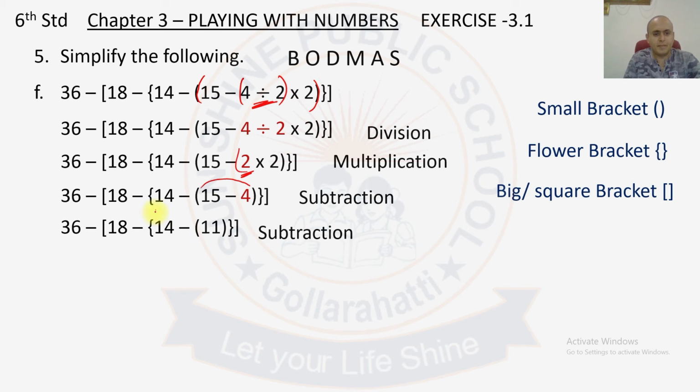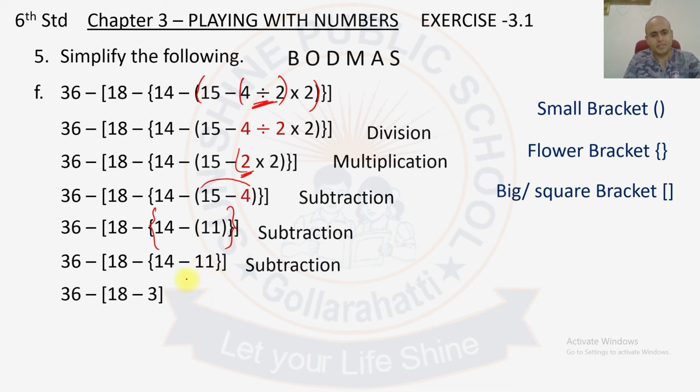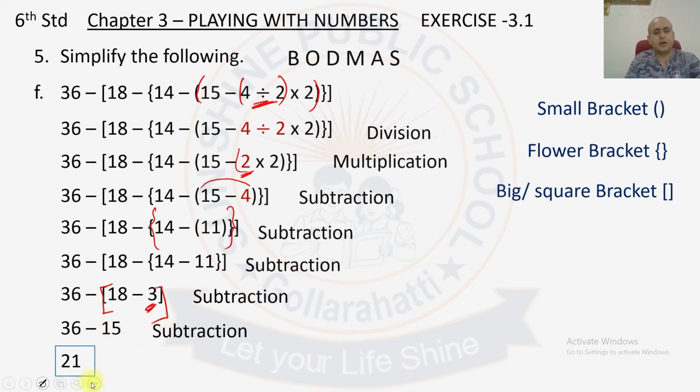Here, in this flower bracket, 14 minus 11 is there. When you subtract 14 minus 11, the answer is 3. At the last, you have to remove the big bracket, the square bracket. That is 18 minus 3, which is 15. Then the last subtraction, 36 minus 15, gives the answer 21. So this is the final answer.